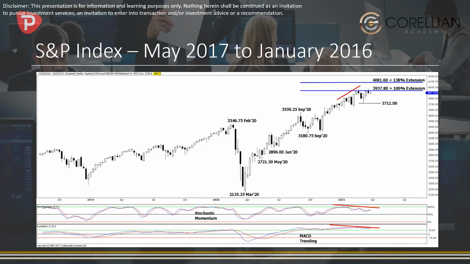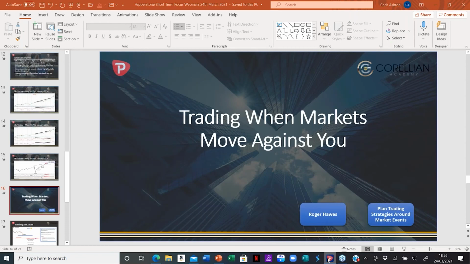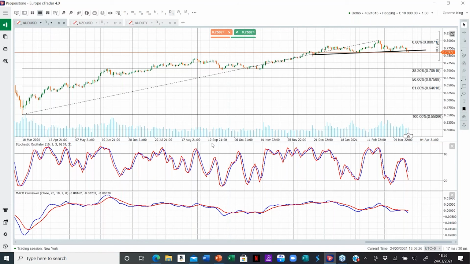Okay, for the last few minutes, I just want to flip to the live trading platform, if I can, Chris, and look at a couple of charts that I think are quite interesting at the moment in terms of price action and the shape of price action that we're seeing.